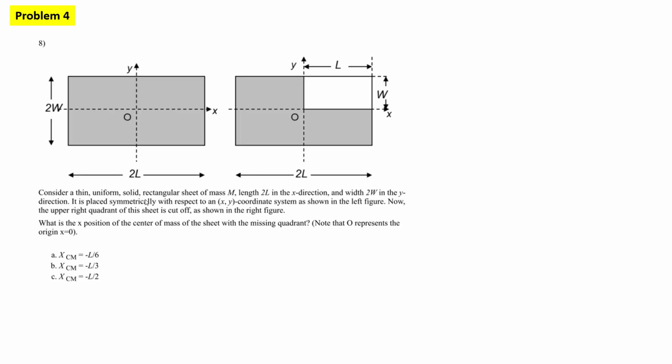All right, here's our final problem. It says, consider a thin, uniform, solid, rectangular sheet. It has a mass m, length 2L, a width 2W. It's placed symmetrically with respect to the XY coordinate system where the origin's right at the center over here. Now the upper right quadrant of this sheet is cut off, as shown in this figure here on the right-hand side. So this is missing here, this white area. What is the X position of the center of mass of the sheet with the missing quadrant? And note that O represents the origin here.